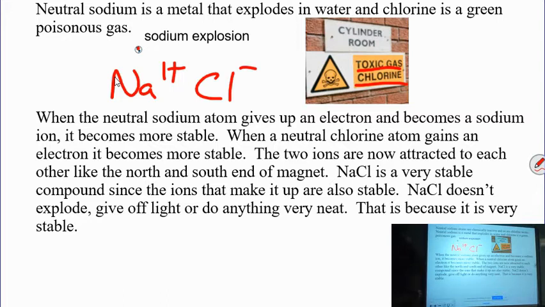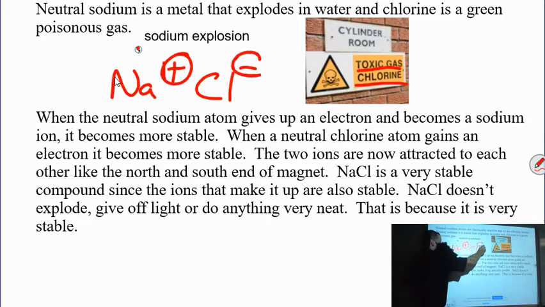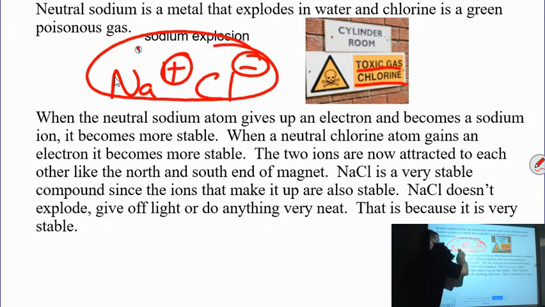The two ions are now attracted to each other. This positive is attracted to this negative, and so they're stuck together like two ends of a magnet. Sodium chloride is a very stable compound since the ions that it makes are also very stable. Sodium chloride doesn't explode, doesn't give off light, or do anything neat. That's because it's very stable.